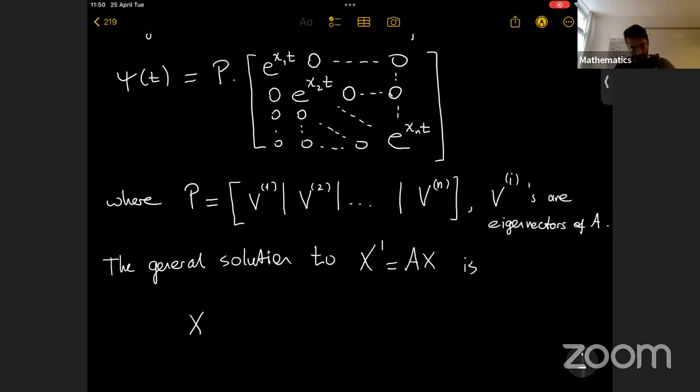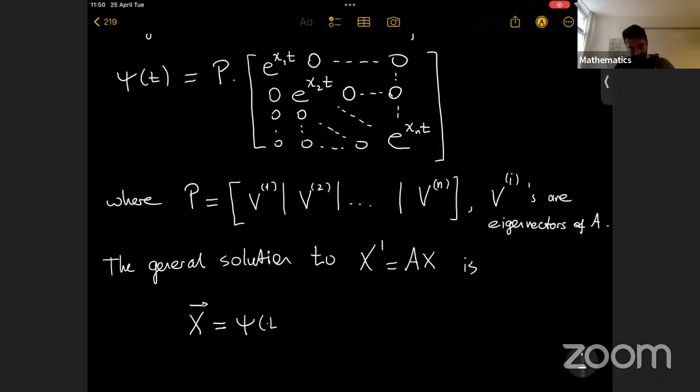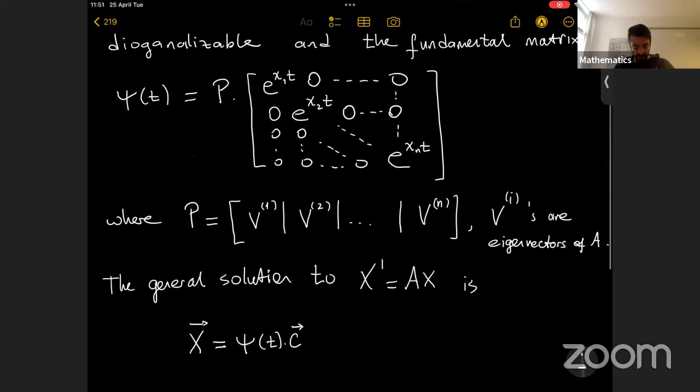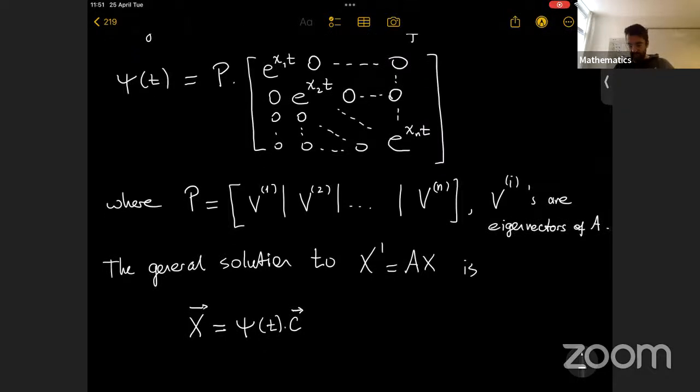Or in short, you can write this as x of t, or x is equal to, maybe let's write this part first, x is equal to psi of t times c. This gives you basically the linear combinations of columns, okay? And what is this? Well, remember here, psi is P times this e to the Jt, and it's going to be like this.